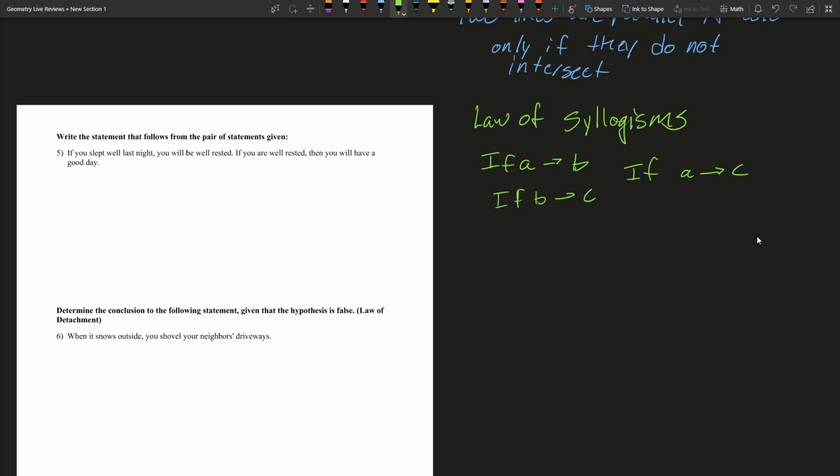So number 5, if you slept well last night, that's your A. You will be well rested, that's your B. Then you will have a good day is your C. So we can rewrite this as if you slept well last night, then you will have a good day. Because these middle terms are the same, they kind of cancel each other out, and you're just left with what's on the outside.